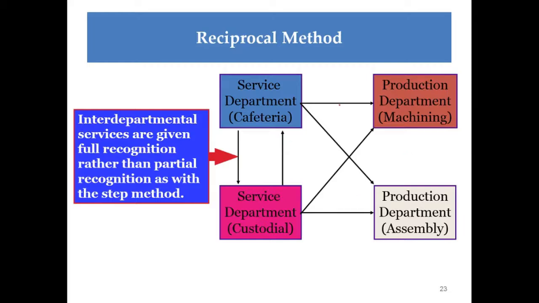First, cafeteria and custodial will allocate cost to each other. Then cafeteria will allocate cost to custodial, to machining, and to assembly, and custodial will allocate cost to cafeteria and to machining and to assembly. So cafeteria allocates cost to custodial, machining, and assembly, and custodial allocates cost to cafeteria, machining, and assembly.